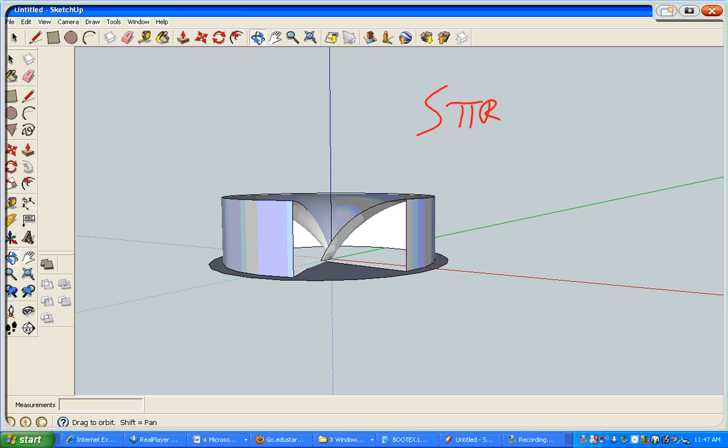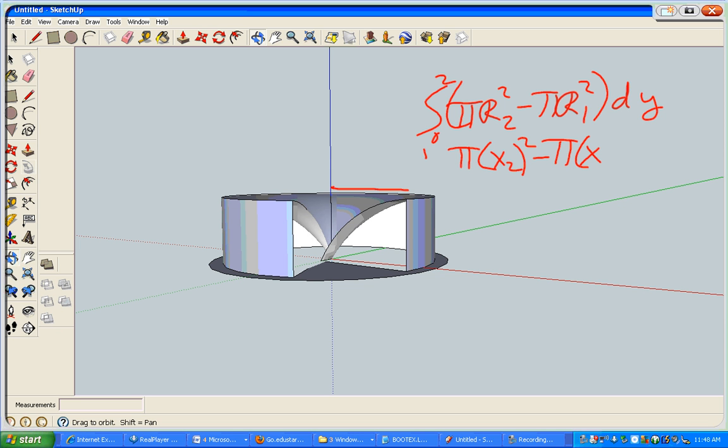Did I call R2 big or R1? R2. Agreed? Yeah. Okay. Now, if I'm going in this direction, am I pointing along the Y-axis or the X-axis? So if I'm doing this, that's going to be one of the X's. That's going to be the other X.